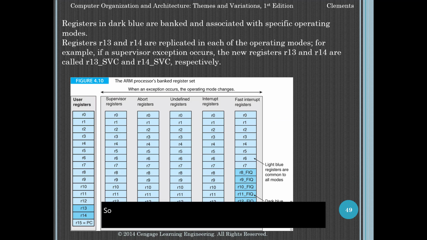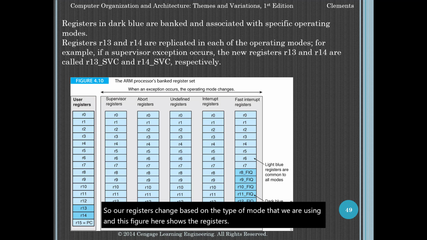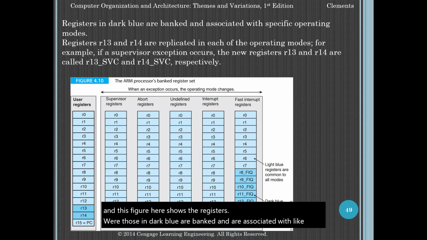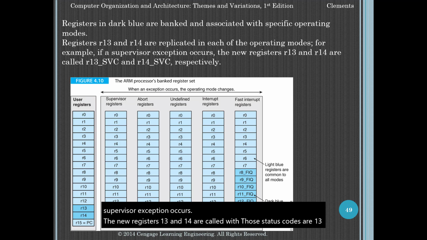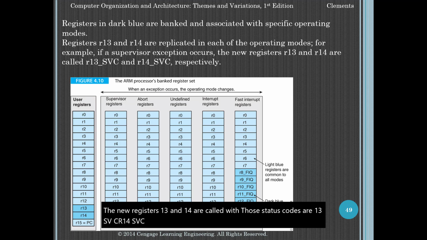So our registers change based on the type of mode that we are using. And this figure here shows the registers where those in dark blue are banked and are associated with specific operating modes. And you can see here that registers 13 and 14 are replicated in each of the operating modes. So for example, if a supervisor exception occurs, the new registers 13 and 14 are called R13 SVC, R14 SVC, respectively.